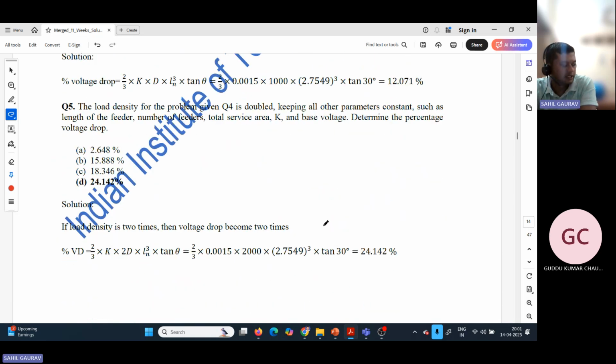And now if the load density is doubled, then the percentage voltage drop also gets doubled. Since percentage voltage drop is directly proportional to D, you can see here that this percentage voltage drop is directly proportional to D. So our percentage voltage drop also gets doubled.